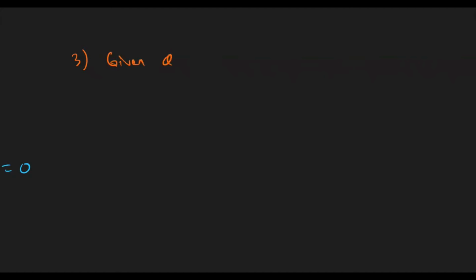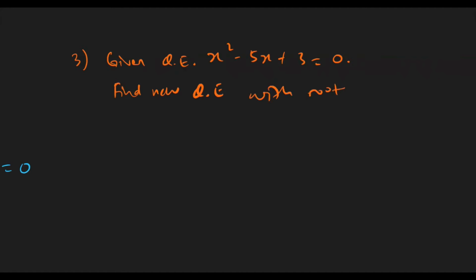Okay, now what if we have a different kind of question? Given a quadratic equation which is this, you're supposed to find a new quadratic equation with roots and so on. I'm going to give you a few questions, A, B, and C. So before we start, you actually need to find the POR and the SOR of the original equation. So this is the original equation here.